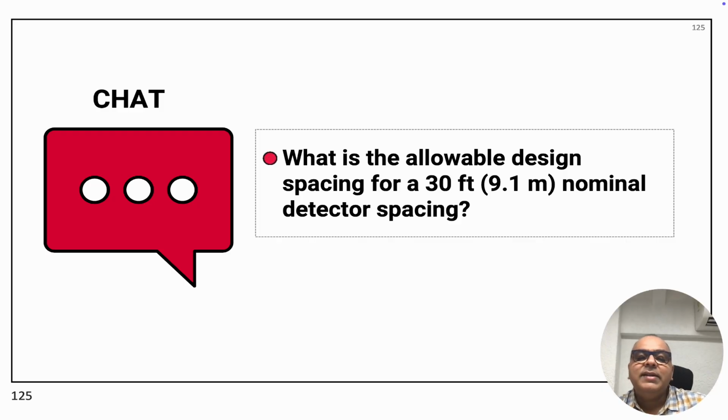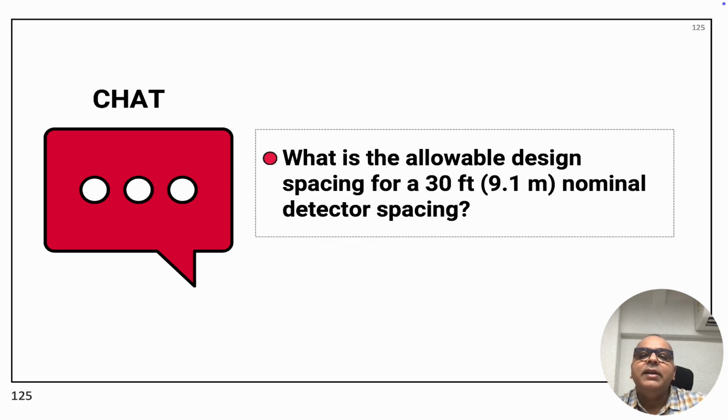Okay, now let's have a quick check. What is the allowable design spacing for a 30 feet nominal detector spacing? The standard design rule in NFPA 72: allowable design spacing is 0.7 times nominal spacing. So the allowable design spacing is 30 feet times 0.7, that is 21 feet or 6.4 meters.